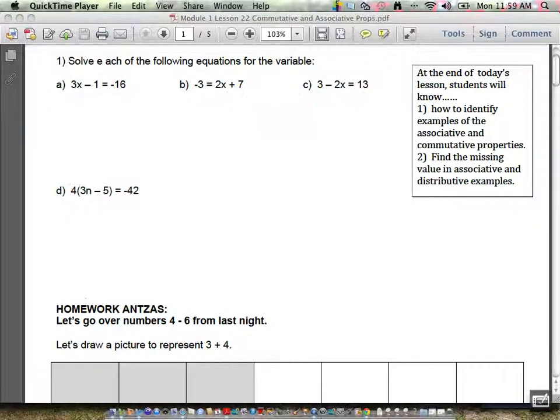Now, let's use that to come up and take a look at number 2, because number 2 on the quiz was the most missed question. So, there were a couple of ways in which people went wrong.